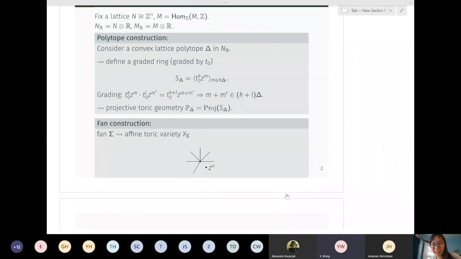Do we require the polytope to be at least normal or ample? Well, we don't need it to be ample. As long as we have this convex polytope, then we have a graded ring, and then we have a projective toric variety.